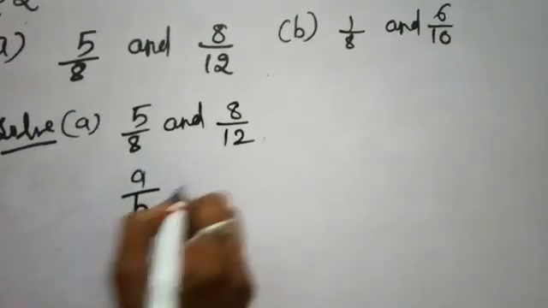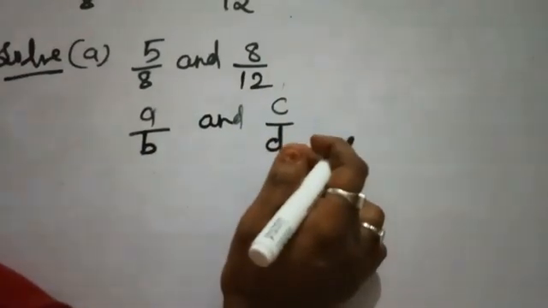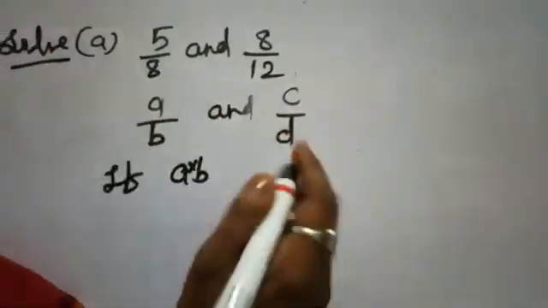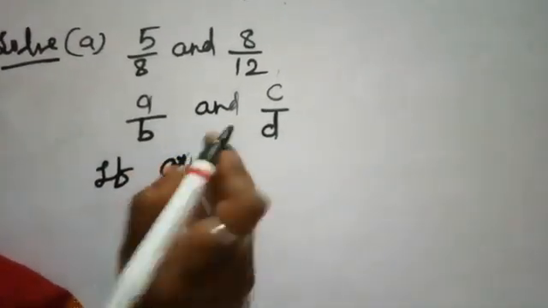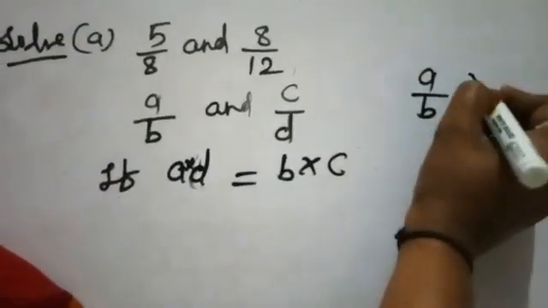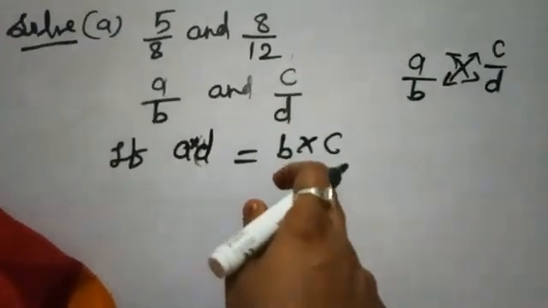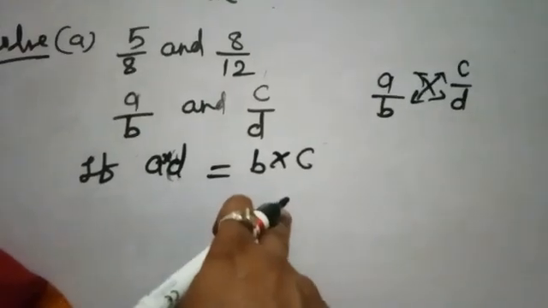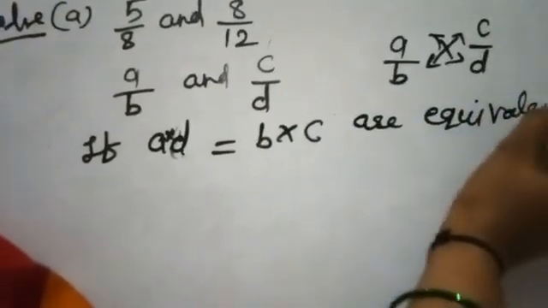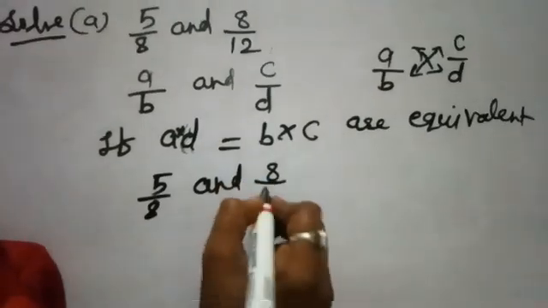Let us see. If two fractions are given, A upon B and C upon D, where A, B, C and D are unknown numbers, then we do cross multiplication: A multiplied by D is equal to B multiplied by C. When we do the cross multiplication of the given fractions, if A multiplied by D is equal to B multiplied by C, meaning the product of AD is equal to the product of BC, then both the fractions are equivalent.